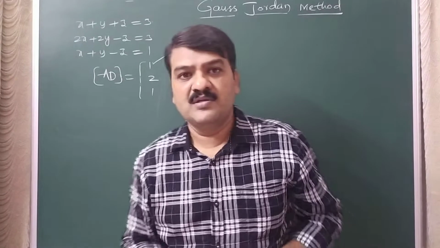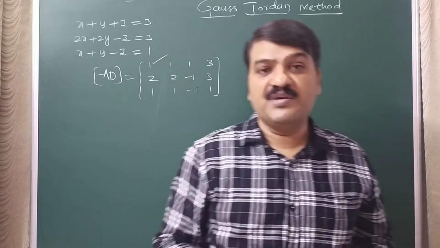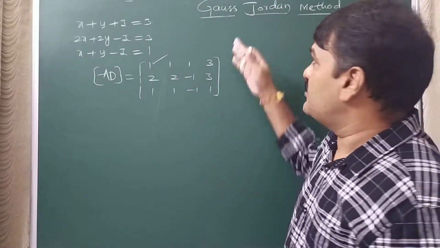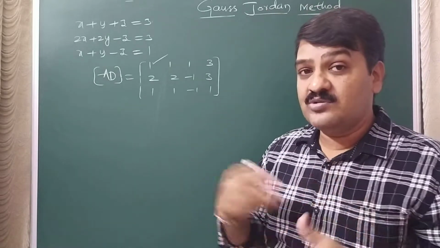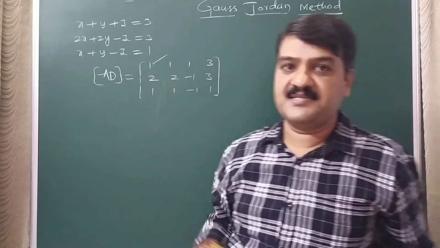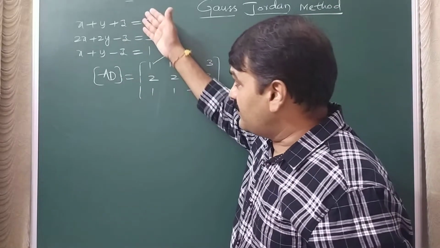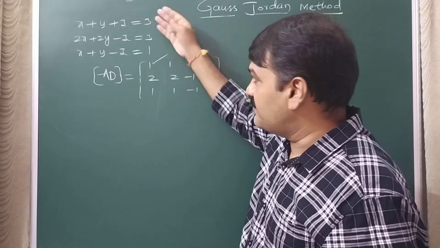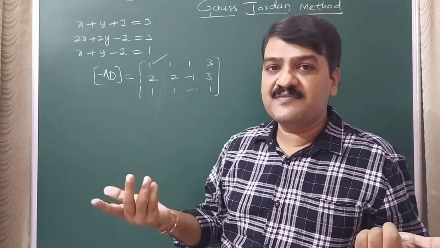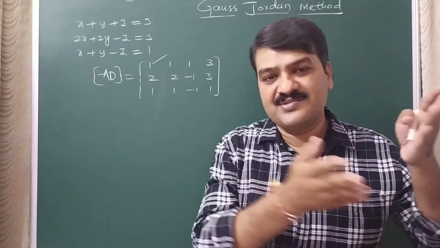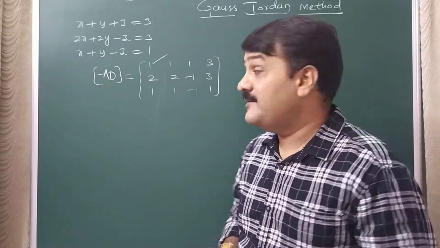Hi students, in this video I am going to explain a problem based on the Gauss-Jordan method. We will discuss how to solve the problem using this method. A set of linear equations is given like this. In this set of equations, the matrix form is AX = D. What A is, what X is, and what D is, you all know very well.